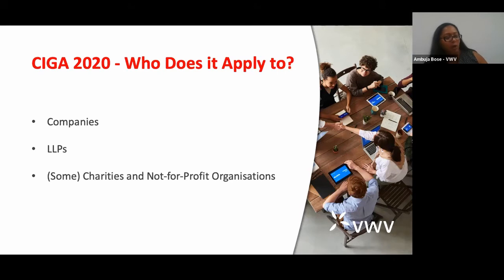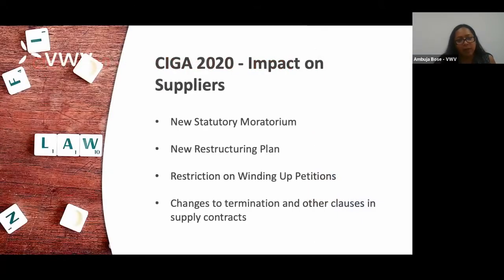So, moving on to the next slide, in terms of the impact on suppliers itself, CIGA has lots and lots of different provisions, but in my view there are 4 particular provisions which have an impact on suppliers to insolvent entities. So the first is the introduction of a statutory moratorium, which is a new moratorium that's been introduced.